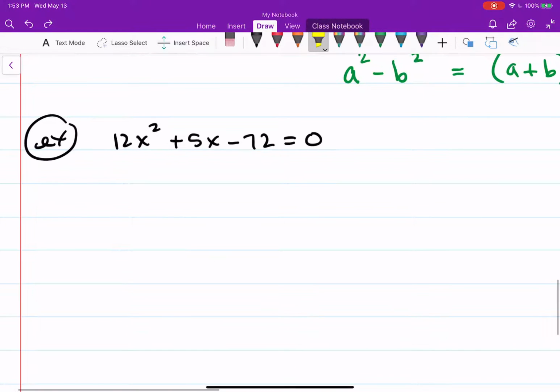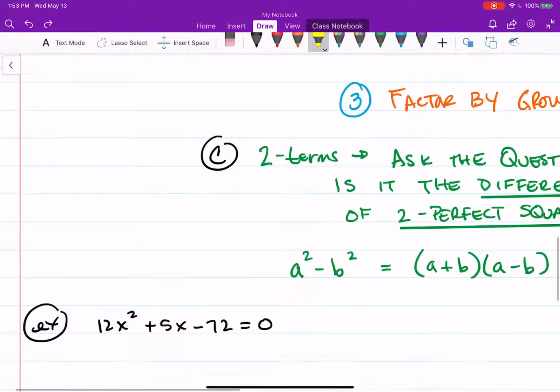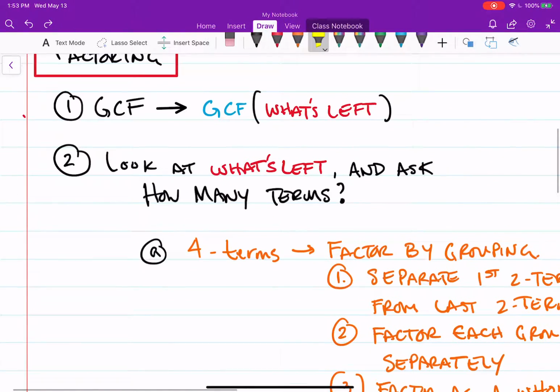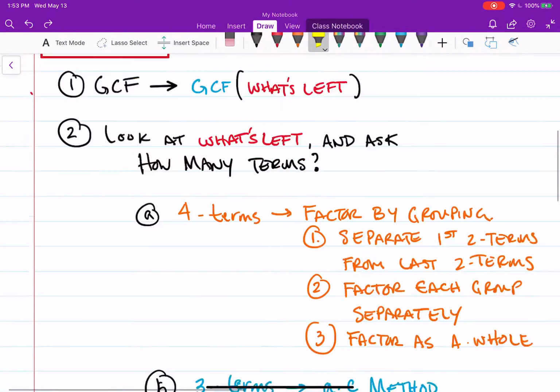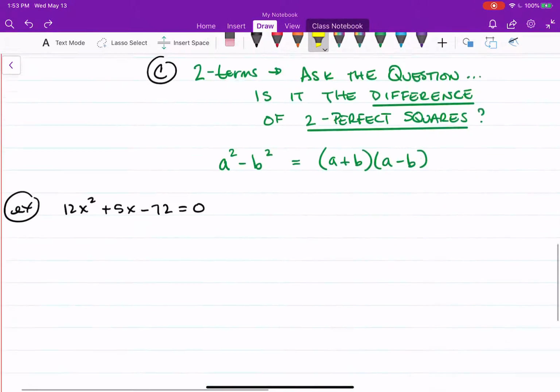Okay, how about, does anything go into 12, 5, and 72? Since 5 is a prime number, that's a great question to ask. Does 5 go into 12? No. Does 5 go into 72? No. And the reason why the 5 is good is because it's a prime, so it only has a factor of 1 and itself. So since it doesn't, then we're kind of stuck. There's no GCF. Then we go into what's left, right? How many terms do we have? We have 3 terms. So then we got to look at the 3 terms and use the AC method.